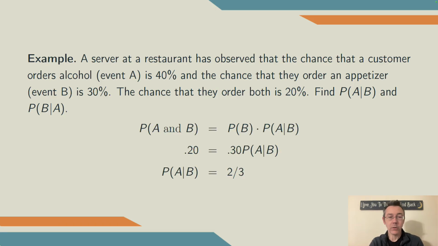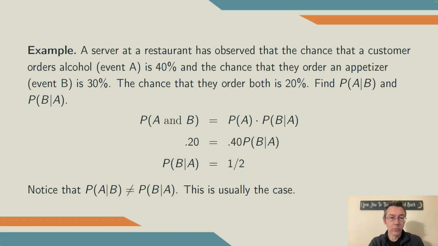In each case, we're going to use the multiplication rule there. The difference here is that we have to do a little bit of algebra, because instead of trying to find the probability of A and B when we know the probability of A given B, it's kind of the other way around. We know the probability of A and B here. So I am going to plug into that multiplication rule, plug in 0.2 for the probability of A and B, and 0.3 for the probability of B, do a little bit of algebra. The probability of A given B is 2/3. So that's the probability that they order alcohol when you know that they're ordering an appetizer.